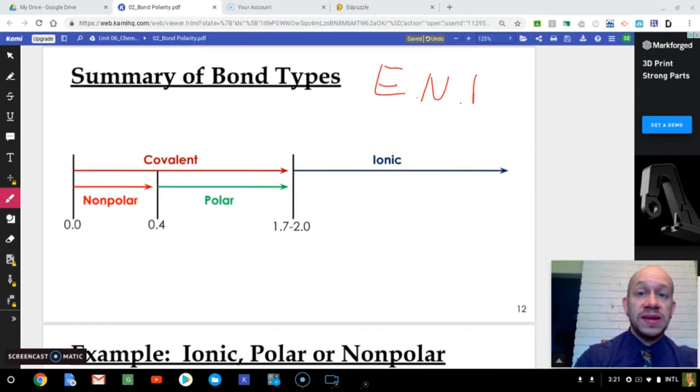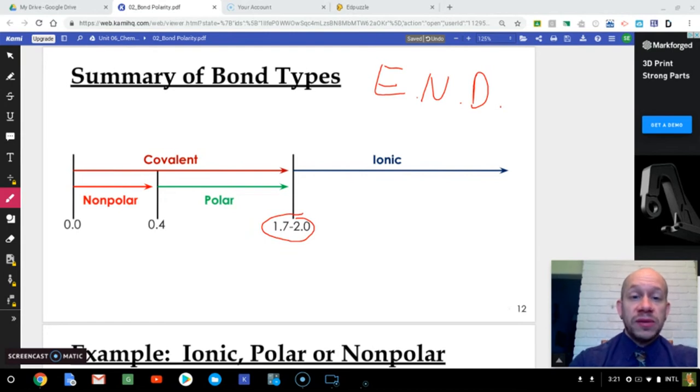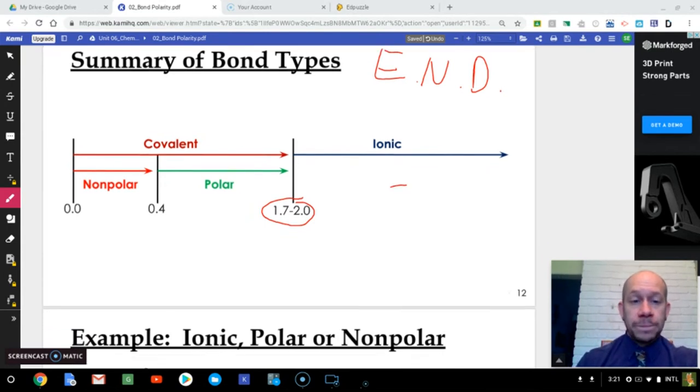To summarize bond types using the electronegativity difference, I like to put it on this number line, so copy this number line down into your notes. Nonpolar goes from 0 to 0.4 in our covalent range, and polar covalent goes from greater than 0.4 to about 1.7 to 2. Notice this is a range, it's not an exact value. Ionic bonds are typically greater than 1.7 or 2.